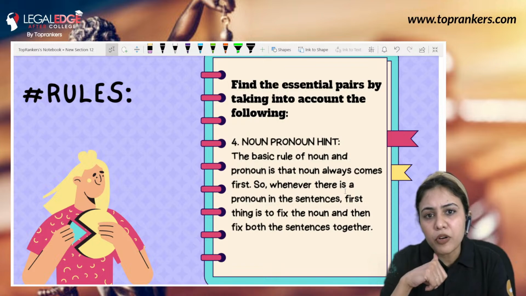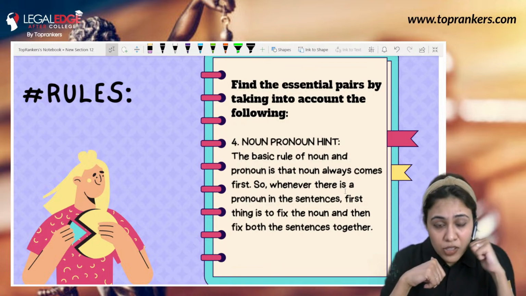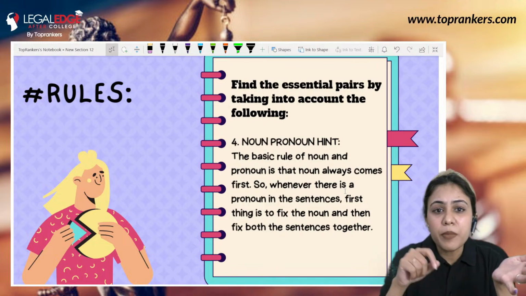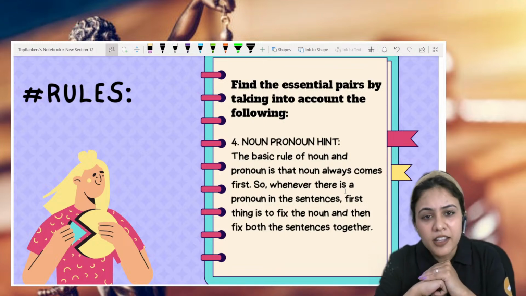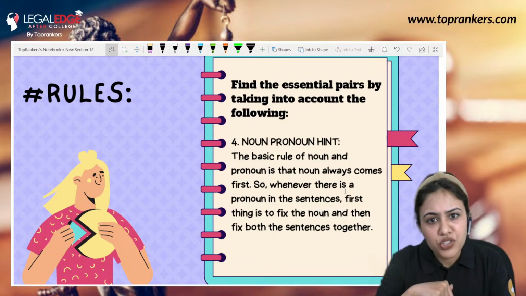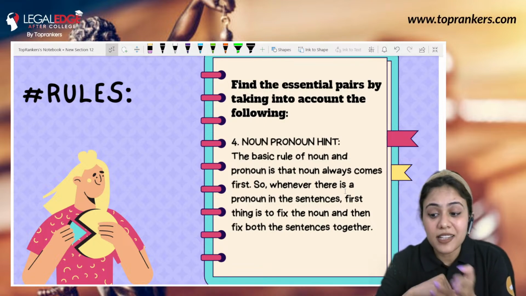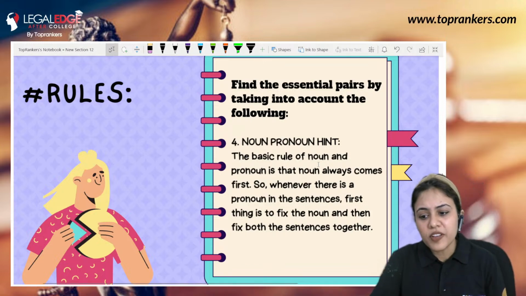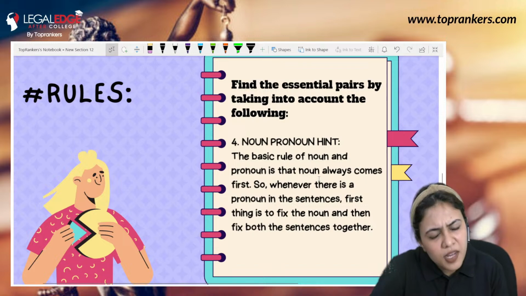For example, if I am talking about a boy whose name is Raju, अब मैं राजू को इंट्रोडक्टरी स्टेटमेंट बनाऊंगी और वहीं पे ही जब मेरे को 'he' से कोई स्टेटमेंट मिलेगा, that means I am providing extra information about Raju. So that is an essential pair. As you can see here, the basic rule of noun and pronoun is that noun always comes first.